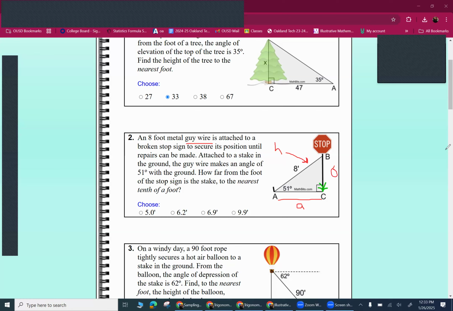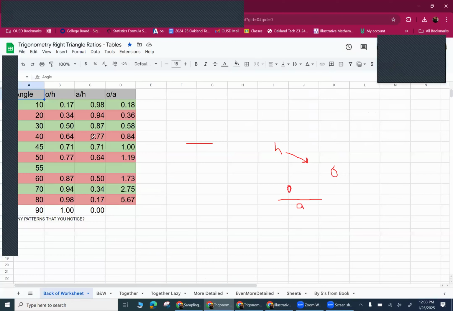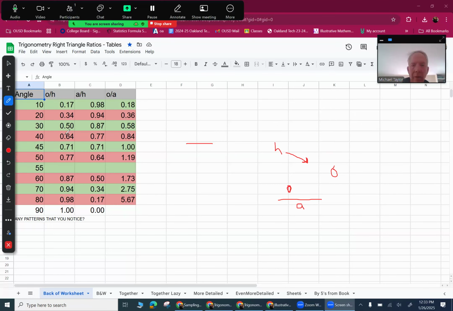All right. Let's see. Now, I don't have a table with 51 in it. I'm going to change this to 50 because I have a table with that in it. And I'll just know it'll probably be close to one of these answers. But I'm going to use the table I have rather than the table I want. So I'm going to go to our table from class, which is where he copied it down from. So 50 degrees.